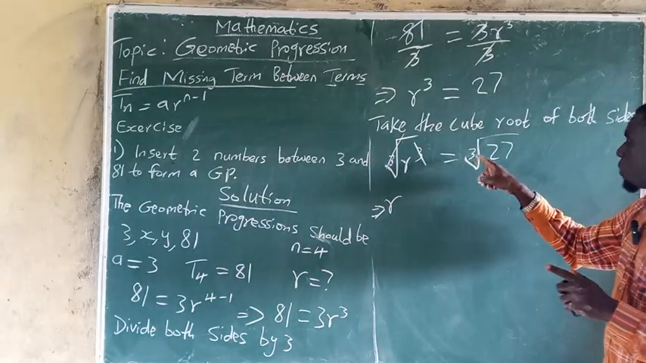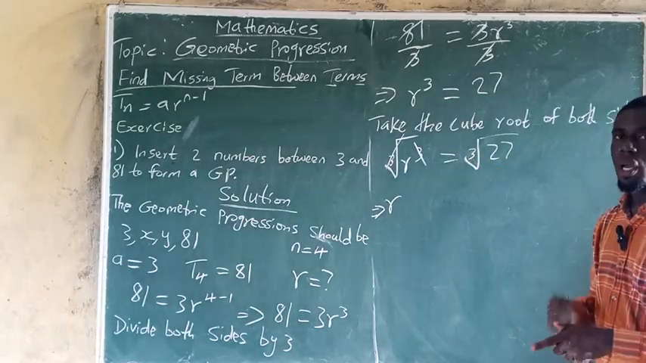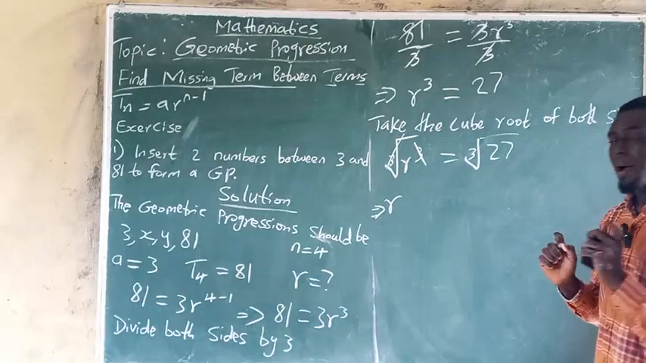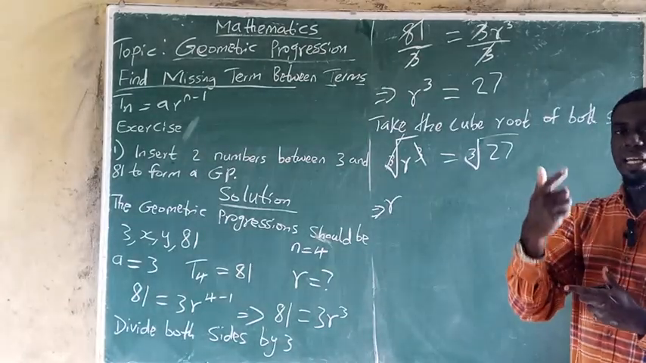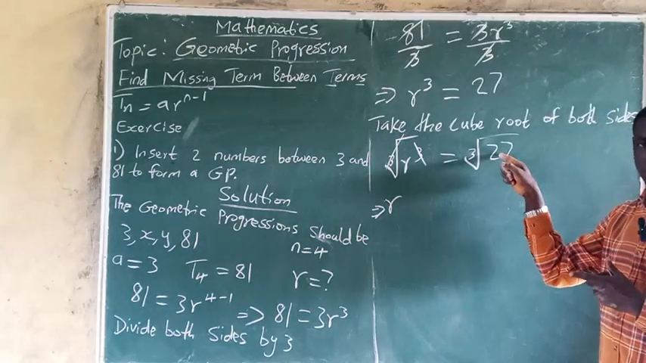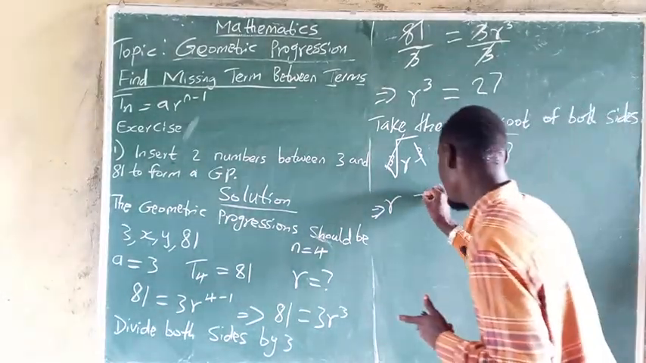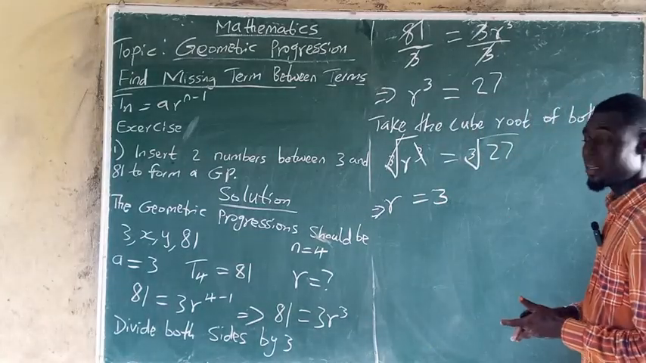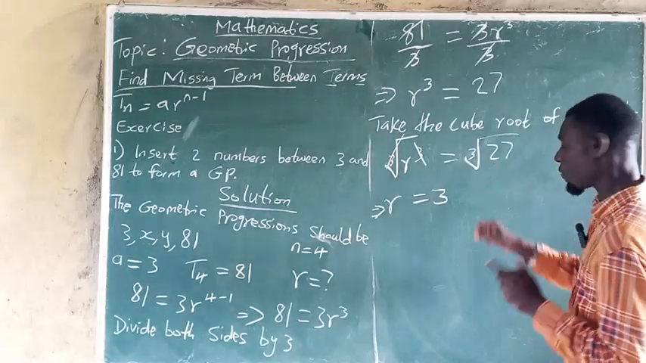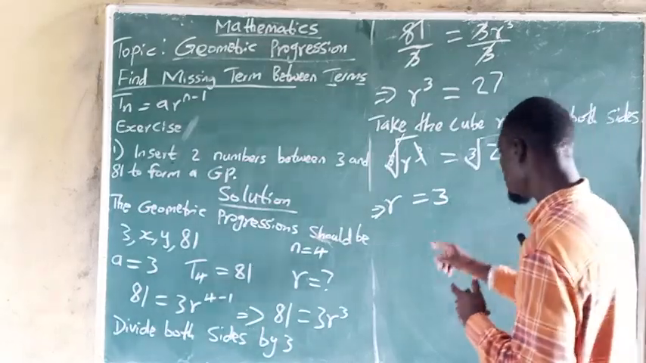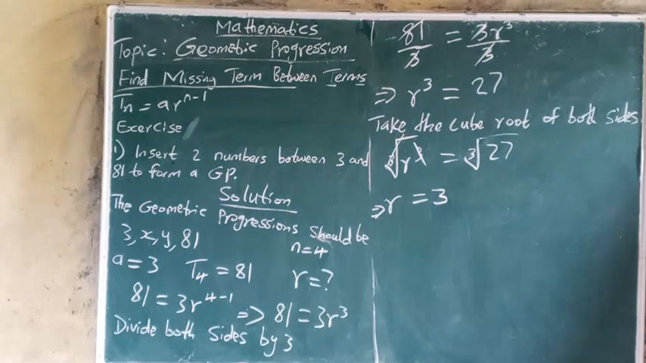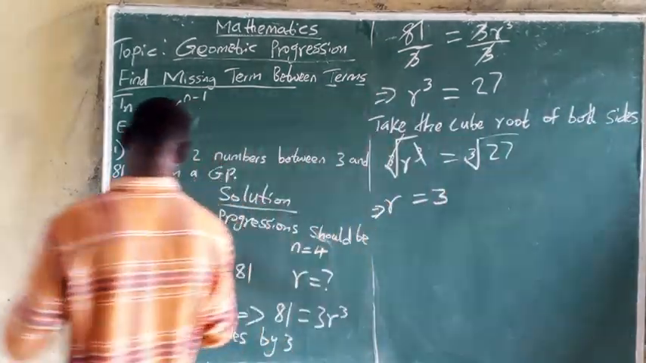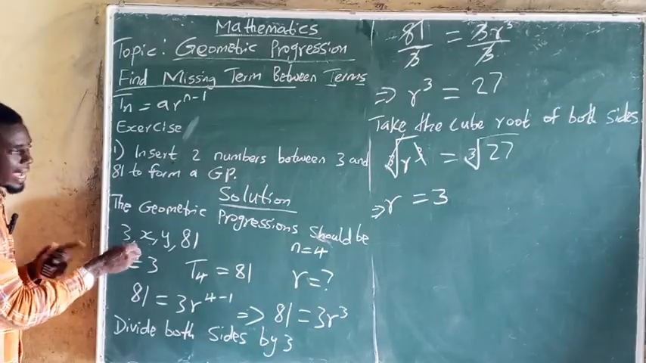Now, the cube root of 27 simply means, what is that particular number that will multiply itself 3 times to give you what is inside? The answer is 3. If you have 3 times 3, it gives you 9. 9 times 3 gives you 27. So it is very clear. At this point, we are able to get our common ratio. Now we need to find our second term, which is x.